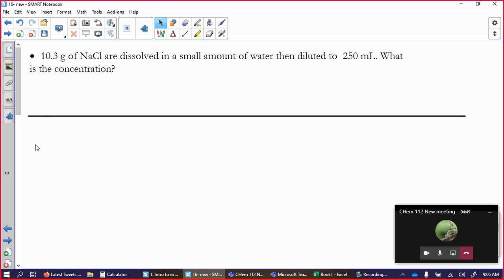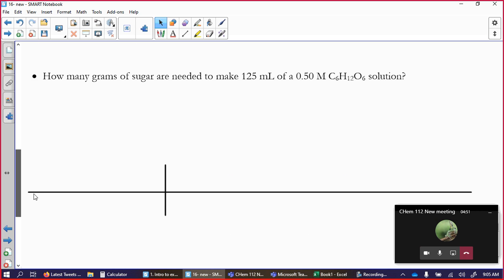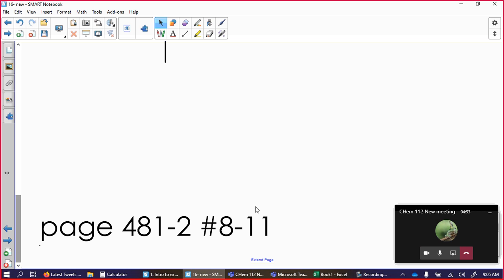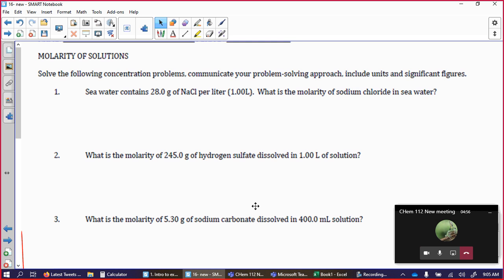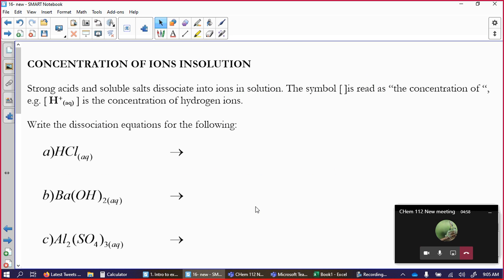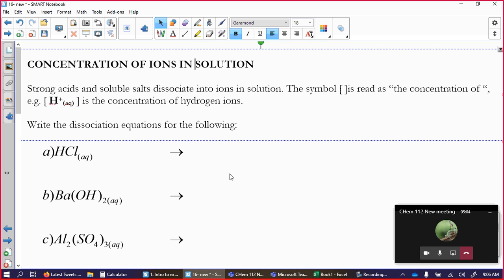I said we'll look at these. I think there's a couple of them. Those are some questions that I normally would assign. And then we'll look at concentration of ions in solution.